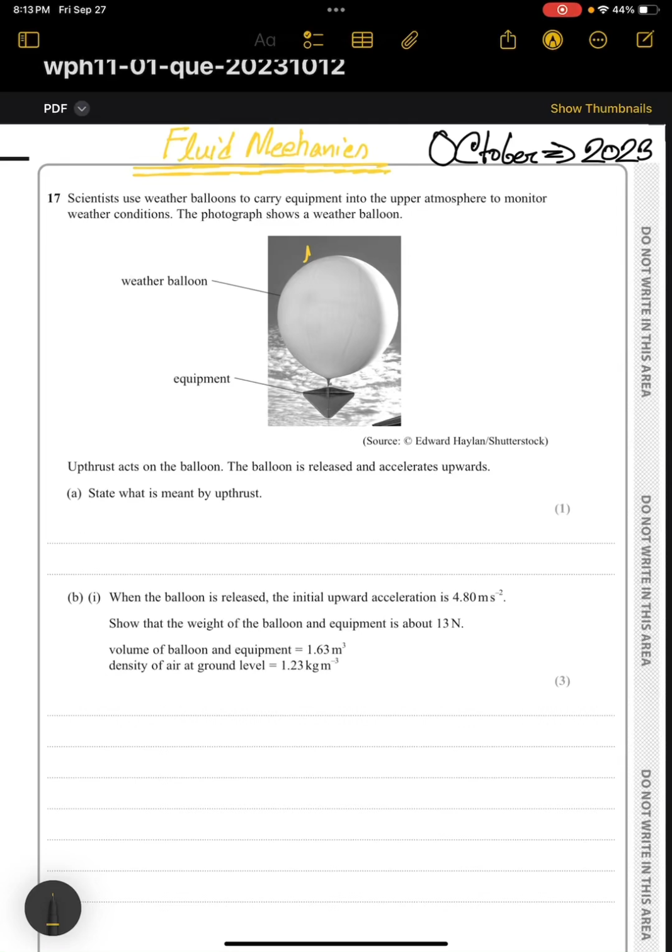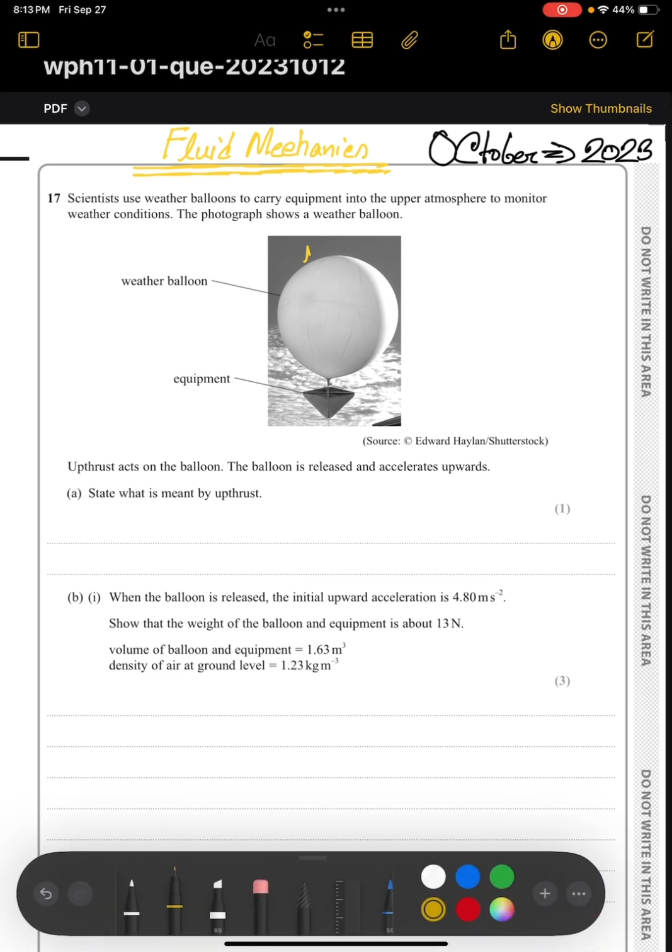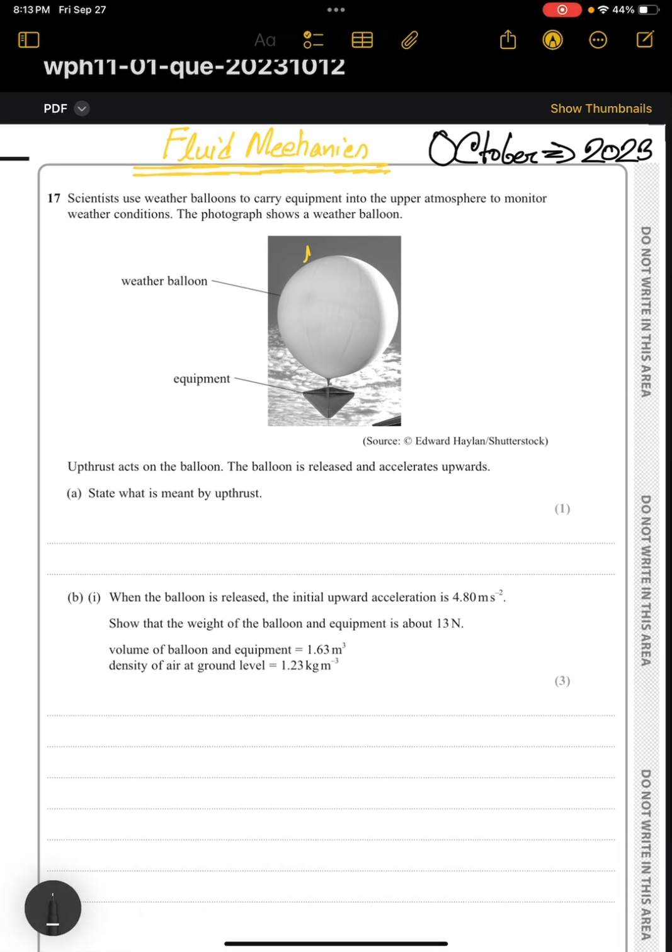So let's solve question number 17 from the year October 2023. This question is from the chapter Fluid Mechanics. In the question they have said, scientists use weather balloons to carry equipment into the upper atmosphere to monitor weather conditions. So what they're doing is carrying equipment in the balloons into the upper atmosphere to monitor or measure the weather conditions.